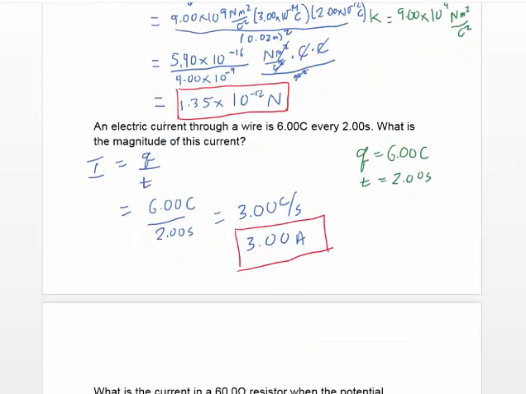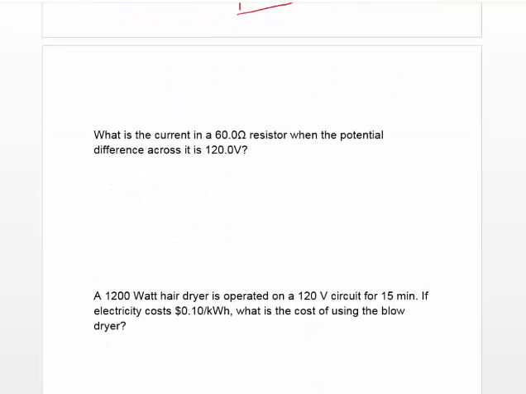Now our third problem talks about the current. Again, we have a current. We have the current in a 60 ohm resistor, and the potential difference across it is 120 volts. So again, let's write down what we know. We know that the resistance is equal to 60.0 ohms, and we know that the voltage is 120.0 volts. So those are the two things we know.